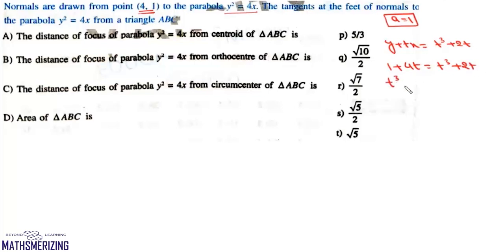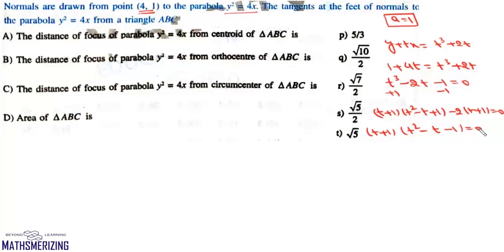So it will be t cube minus 2t minus 1 equals 0. Now we can add 1 and subtract 1. So we can write this as t cube plus 1 minus 2t minus 2. So it will be (t plus 1)(t square minus t plus 1) minus 2(t plus 1). So we can write this as (t plus 1)(t square minus t minus 1) equals 0. So the value of t is minus 1, or the value of t is (1 plus or minus root 5) upon 2.